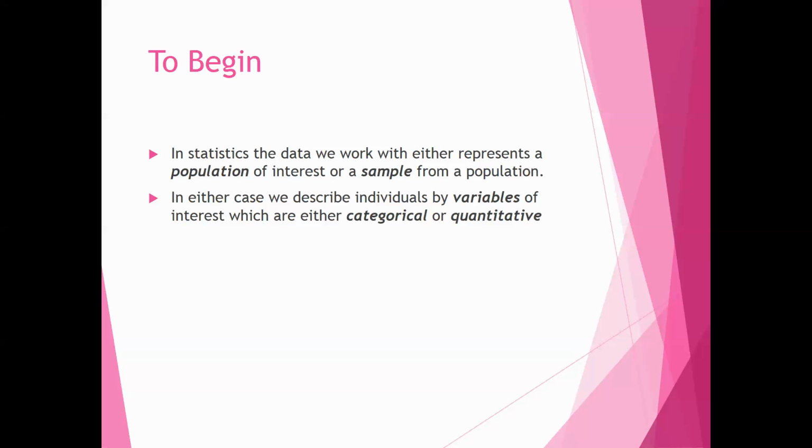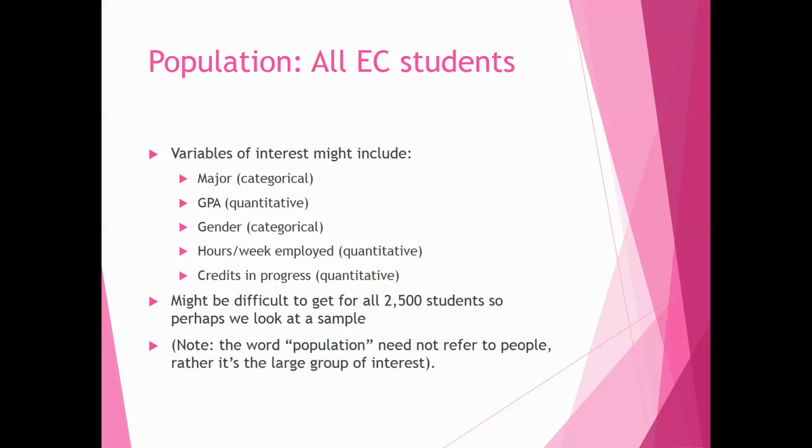And population does not have to mean people. That's important. In either case, we describe the individuals of the population by variables of interest, which are either categorical or quantitative. A variable is just some way of describing an individual that changes from individual to individual, and it could either be a category or it could be a number. So if it's a number, it's quantitative.